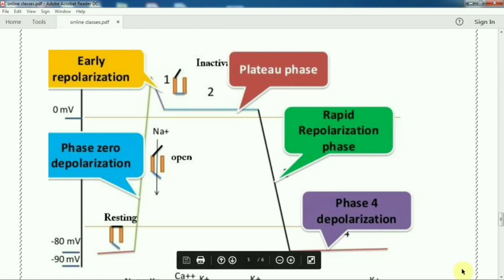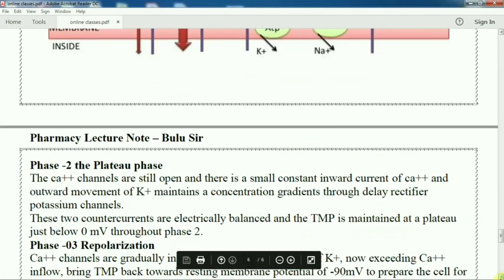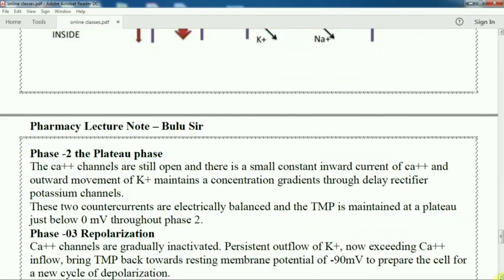Now we come to the plateau phase, phase 2. The calcium channels are still open in phase 1 and phase 2. There is a small, constant inward current of calcium and an outward movement of potassium through the delayed rectifier potassium channel, maintaining the concentration gradient. So these two counter currents are electrically balanced and the membrane potential is maintained. That is called the plateau phase.